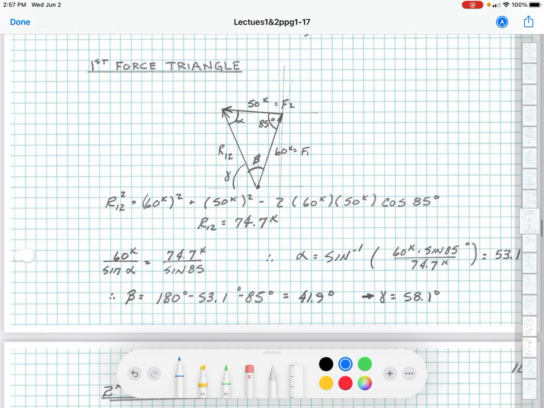And now we need to know what is that direction. What's that sense of R12? So we use the law of sines. So we have 60 over the sine of the opposite angle, which is the sine of alpha, is equal to R12 over the sine of 85. That's what we have right here.